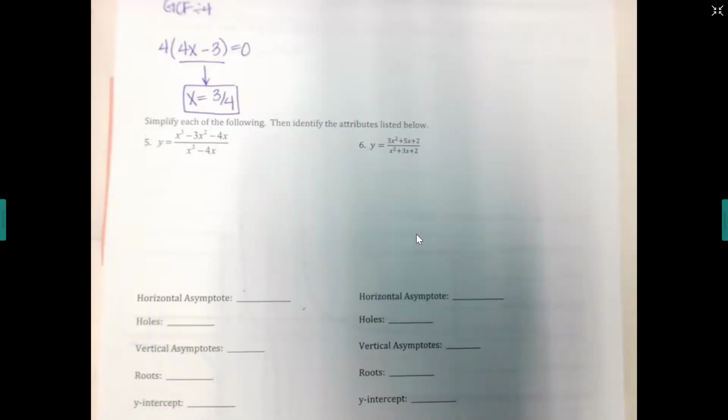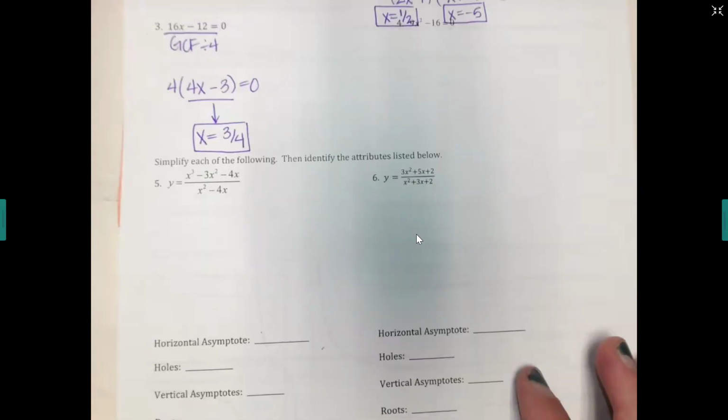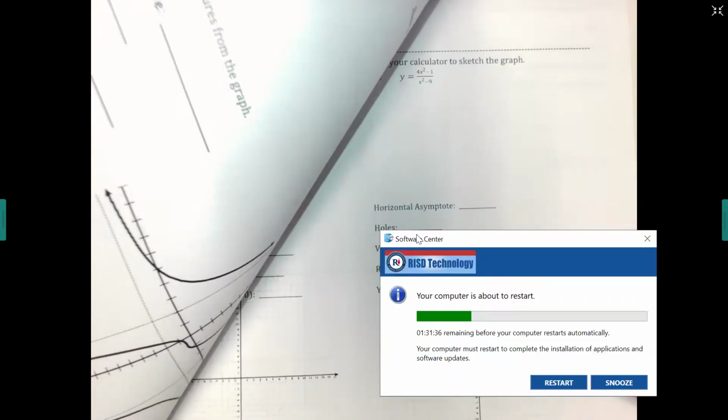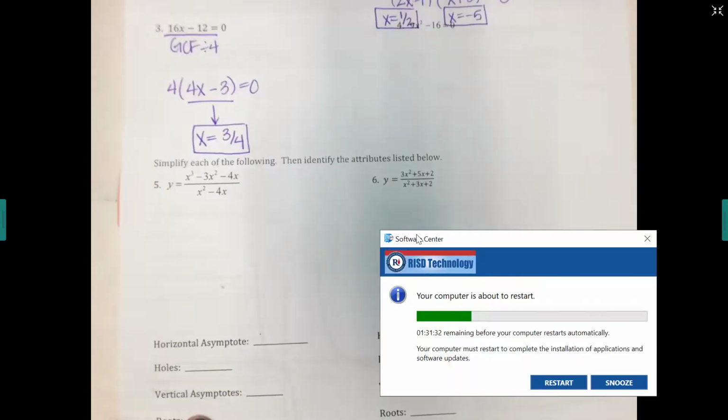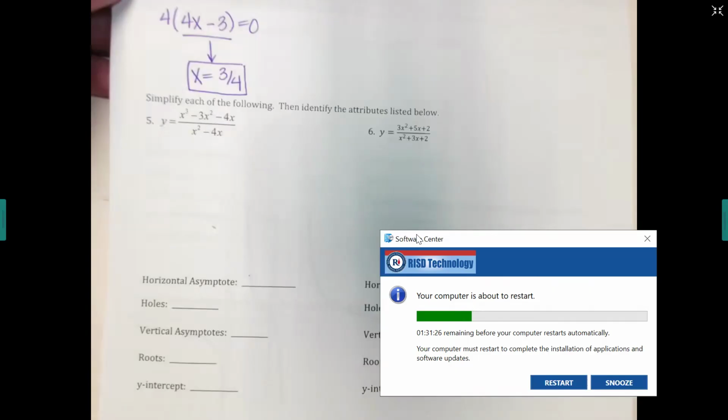All right, for the majority of your test, let me just relax your anxiety a little bit. You're not going to have to do 6 of these long graphs. That's not what your test is. Your test is mostly questions like this, where you're going to be filling in the blanks on the same 5 things over and over again. So let's do number 6.